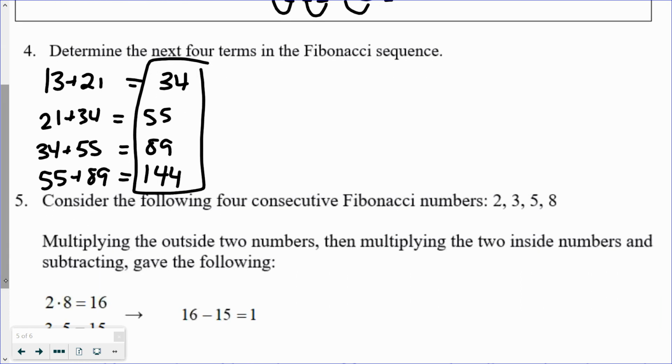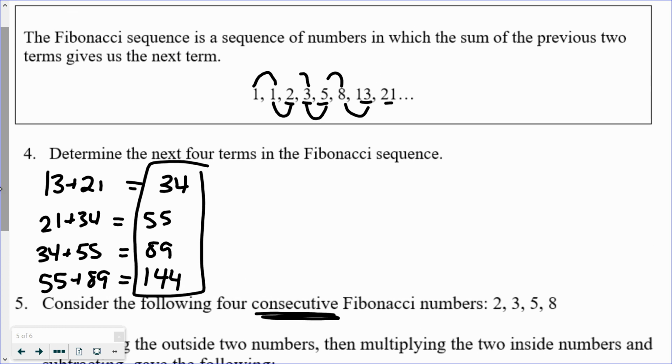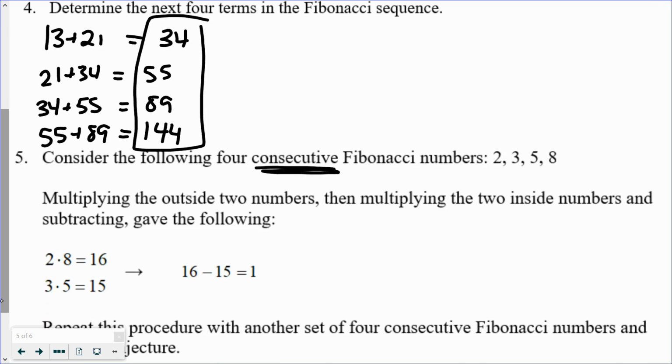So consider the following four consecutive, again, one after the other, Fibonacci numbers. So 2, 3, 5, and 8. So one after the other. So they're consecutive Fibonacci numbers. It says multiplying the outside two numbers and then multiplying the two inside numbers and subtracting gave the following.